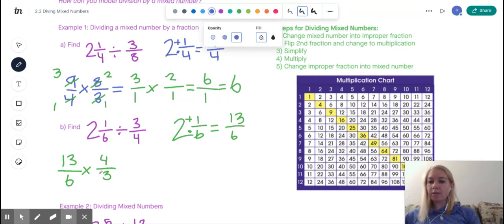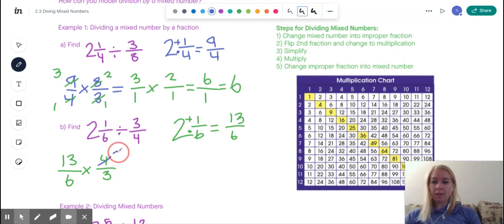Okay, we have 3 and 13. We can't do any simplifying there. We don't have any common factors between 3 and 13. What about 4 and 6? Well, 4 doesn't go into 6, but I know they're both even, so they have a common factor of 2. I know that 2 goes into 4 2 times, and 2 goes into 6 3 times.